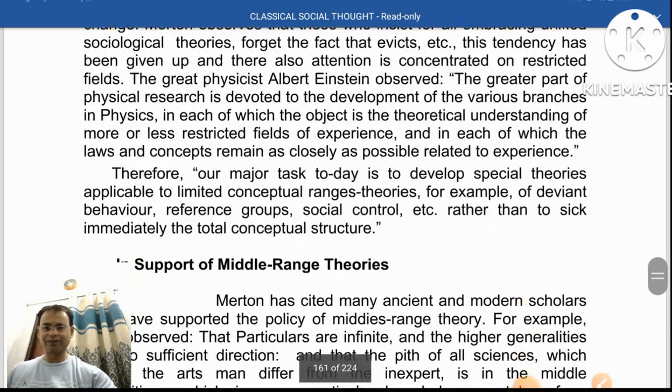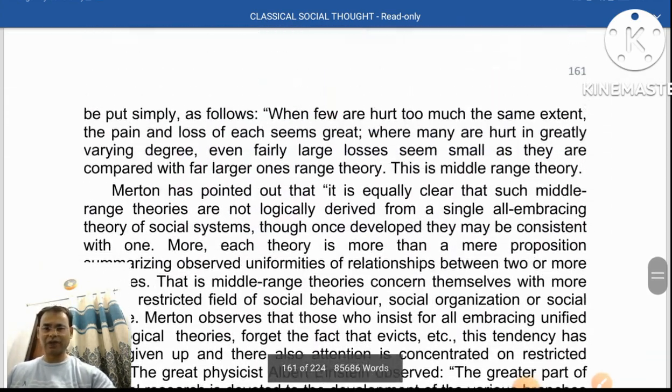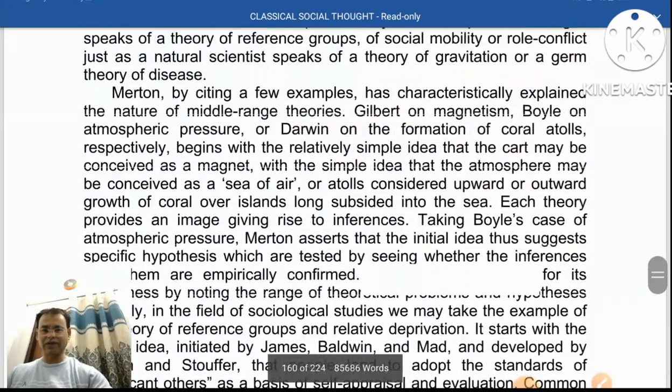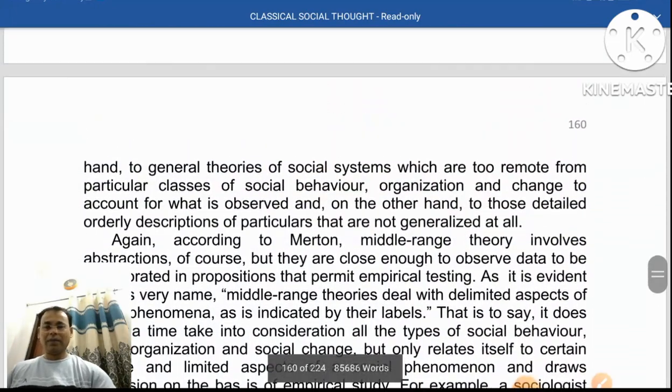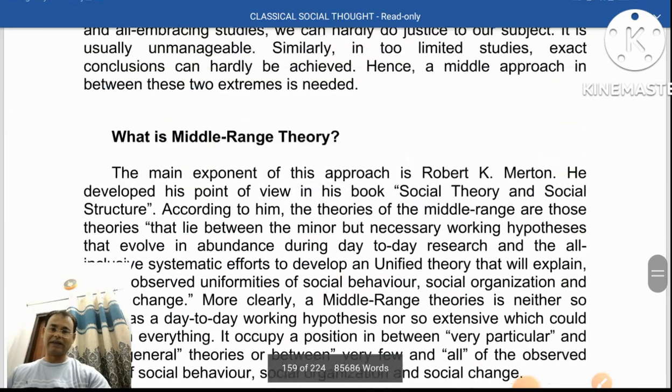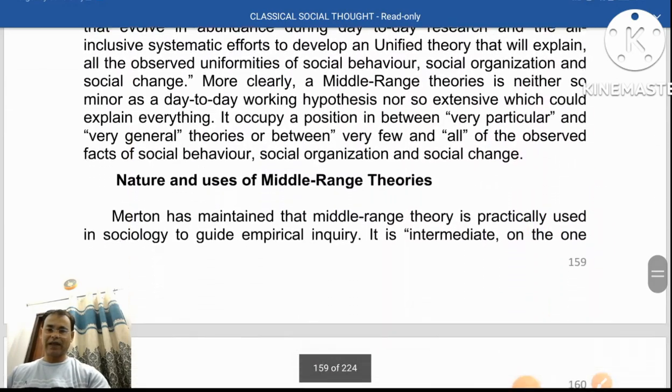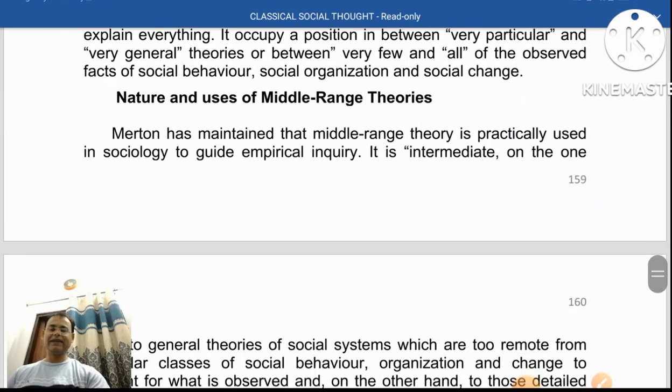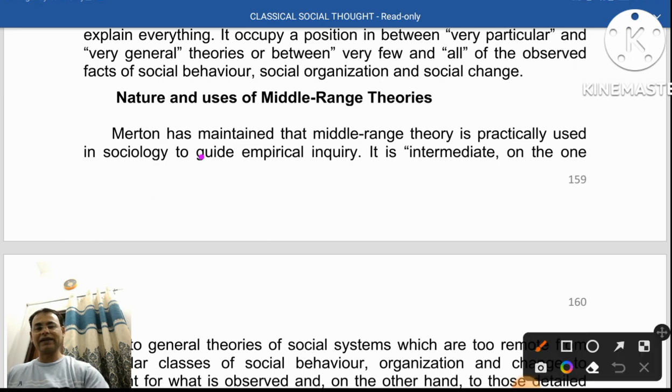So this is the micro and macro level, and nature. Merton has maintained that middle-range theory is practically used in sociology to guide empirical inquiry.